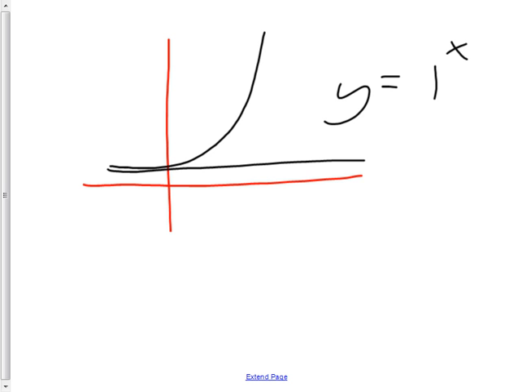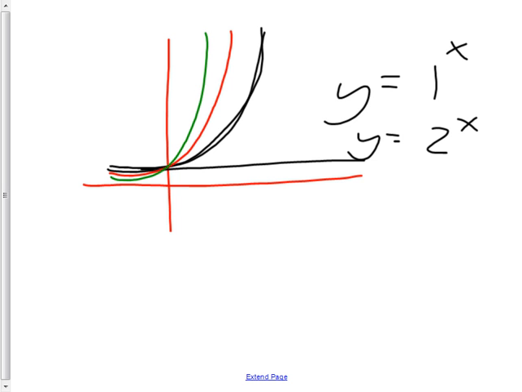But each one after that gets to be more like the normal kind. Y equals 2 to the x, that's this curve. Y equals 3 to the x gets a little bit steeper. 4 to the x, steeper yet. And I'm going to use the blue one for the steepest one, 4 to the x. Do you get that it just goes up steeper and steeper each time? So the bigger the base is, the tighter it is to the axis.